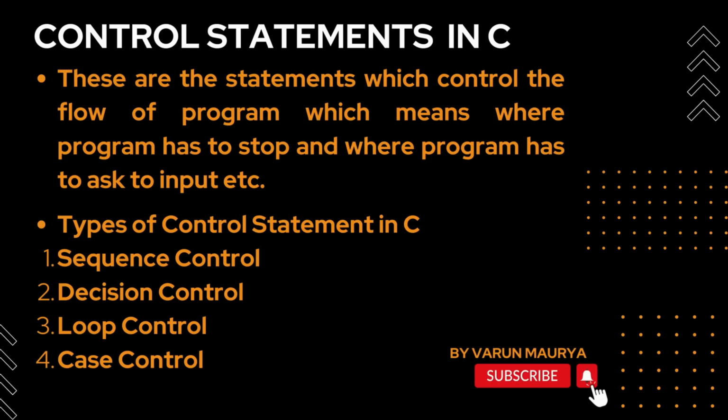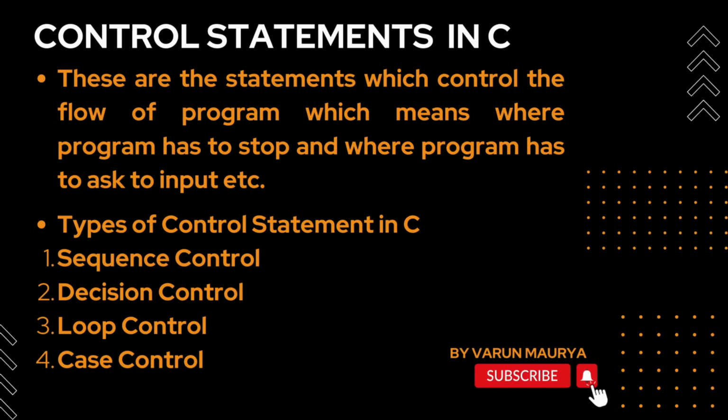Now our next major topic is control statements. These are the statements which control the flow of the program, which means where the program has to stop and where the program has to ask for input, etc. These control statements are used to determine the flow of a C program. We have 4 types of control statements in C. First is sequence control, second is decision control, third is loop control, and fourth is case control. Till now, all the coding we have done in our series is related to sequence control.